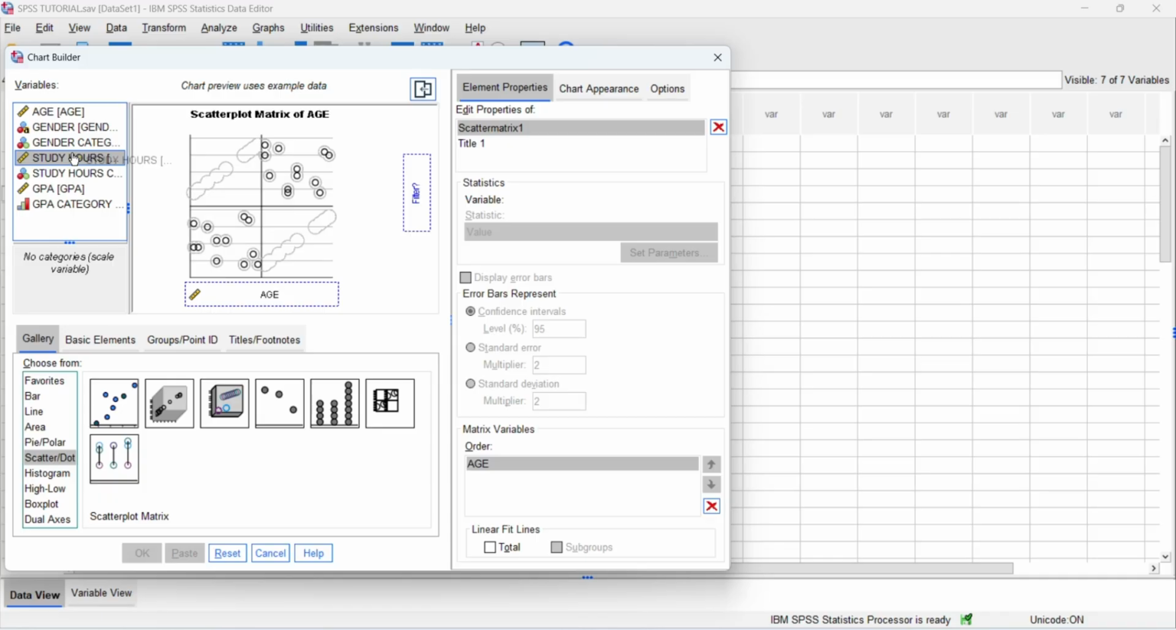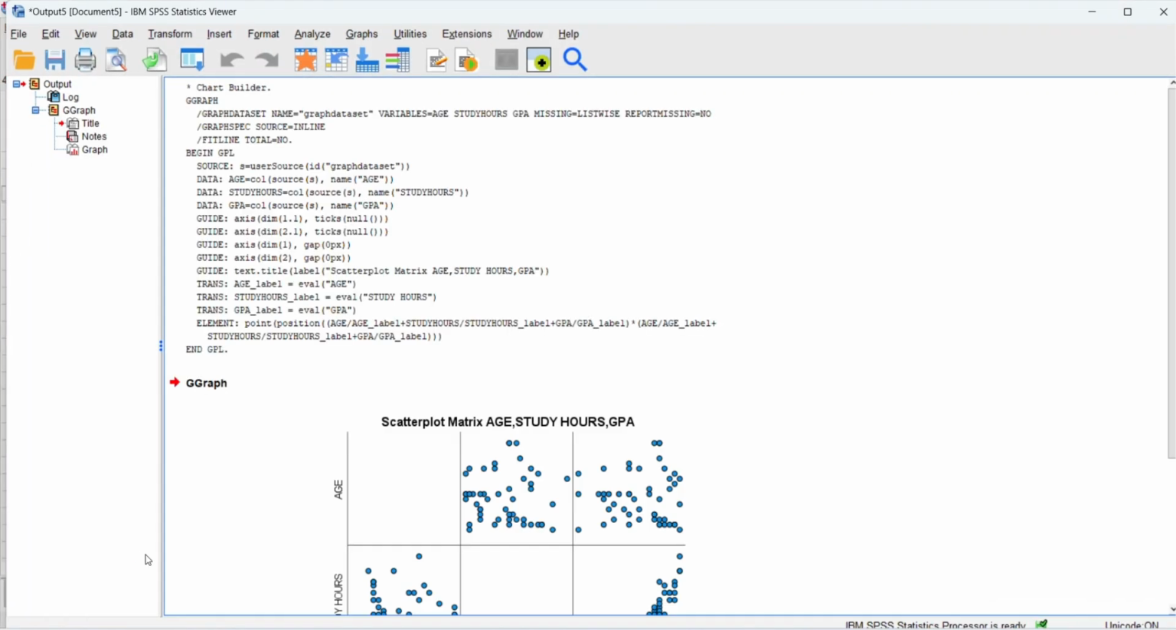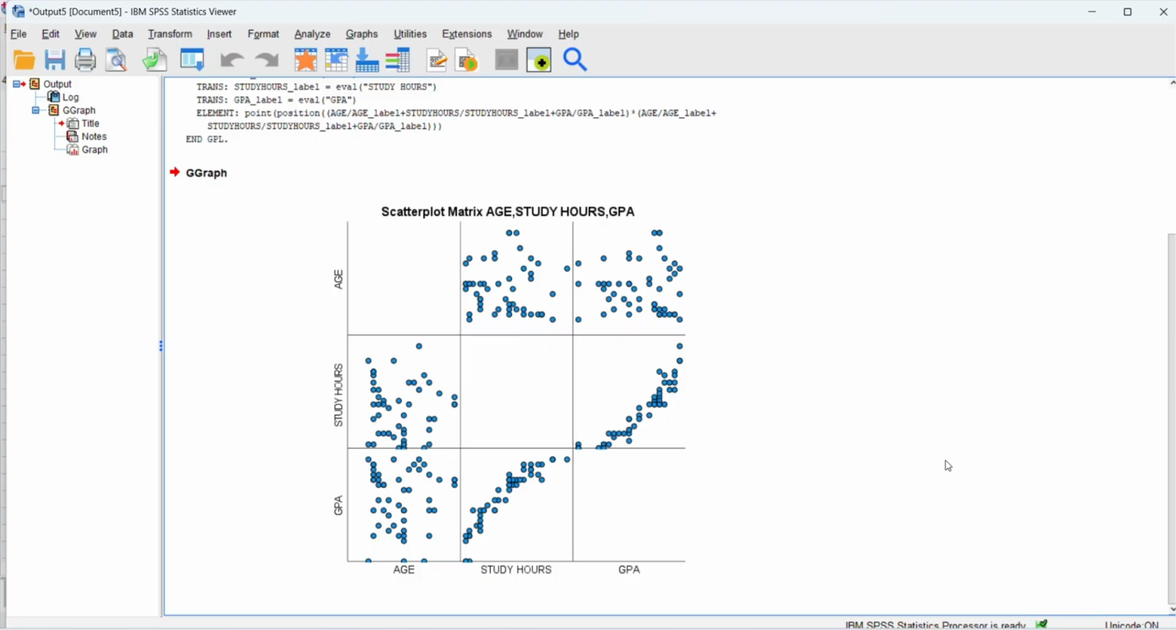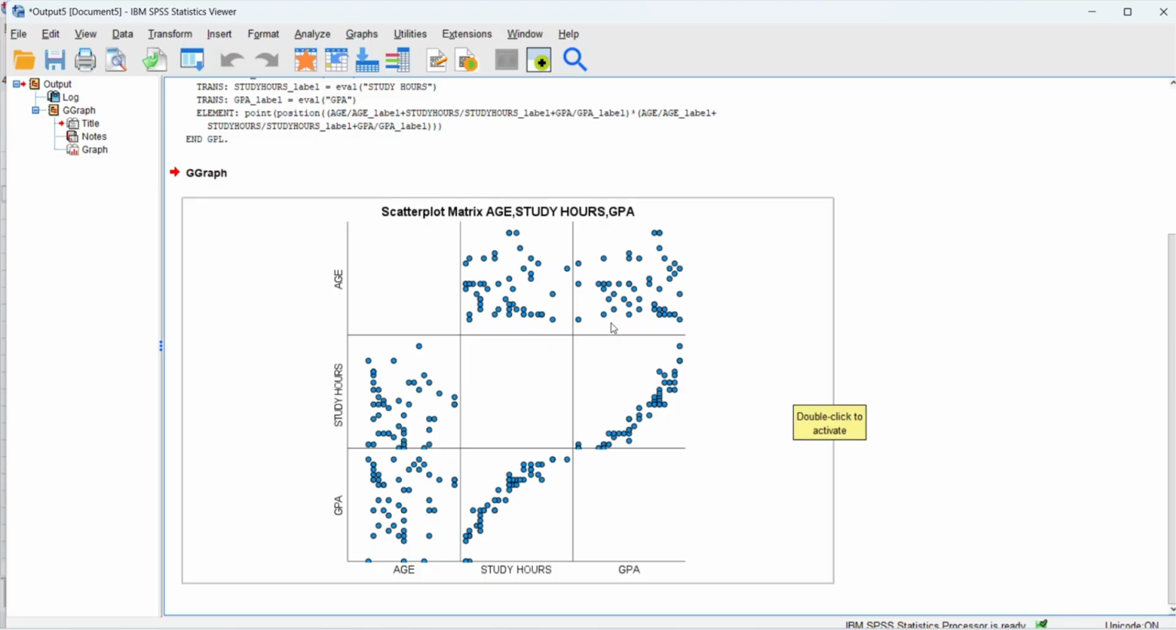So steady hours, GPA, and then OK. Now this is your matrix. And then this is how you interpret your scatterplot matrix.